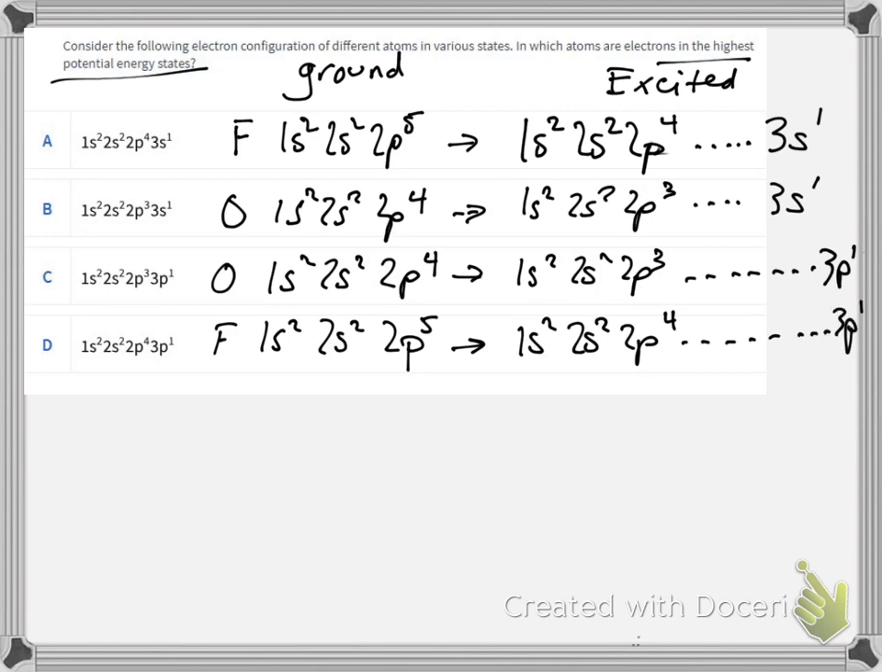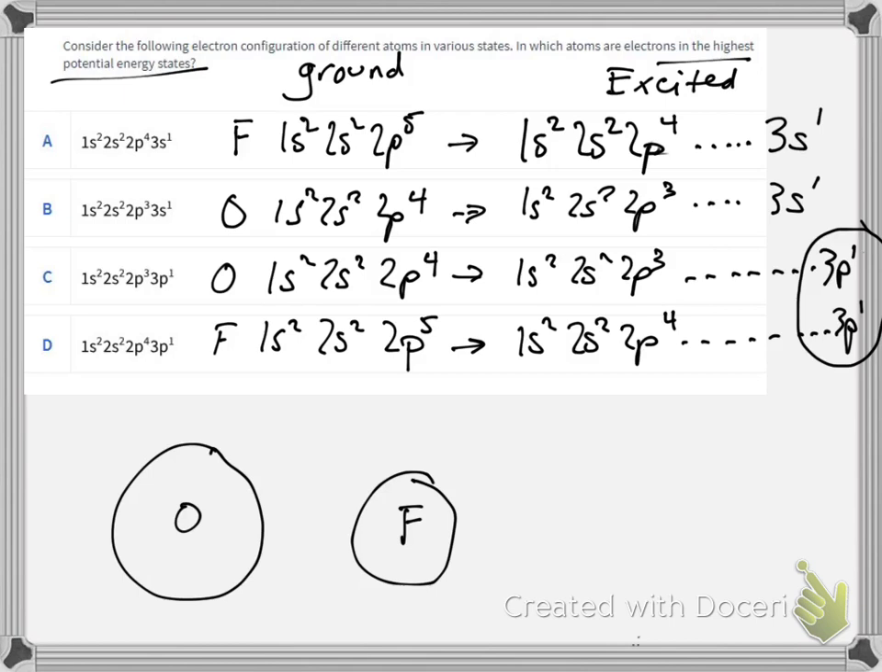Now with that, we can answer the question: which of these electrons are going to be at the highest potential energy? That's going to be the electrons that are farthest out, and that has to be here with the 3p1. Now remember, oxygen is larger than fluorine. Remember, that's due to the size effect. Within a shell, if you add more protons, the atom gets smaller. That's going across a row.